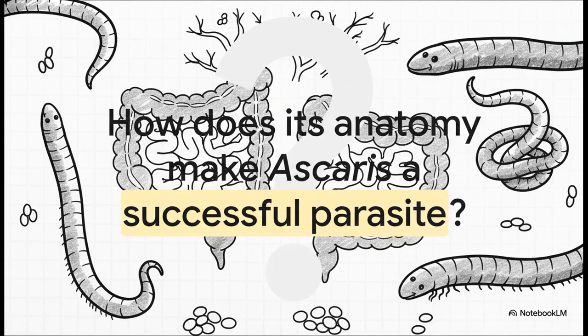And I'll leave you with one final question to think about. We saw a really simple digestive system, but we also saw these massive, incredibly complex reproductive systems. So my question is, how does this specific anatomy, this intense focus on making babies above all else, help make Ascaris such an incredibly successful and widespread parasite? That is the perfect thing to think about before your next lesson. Thank you very much for your attention today.